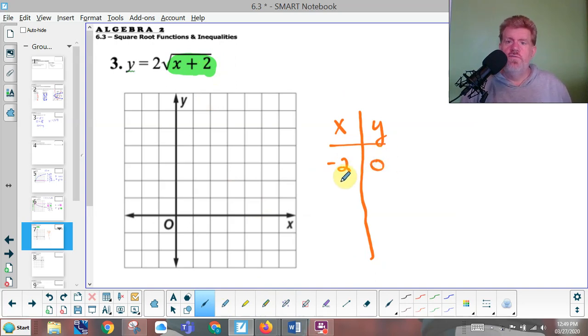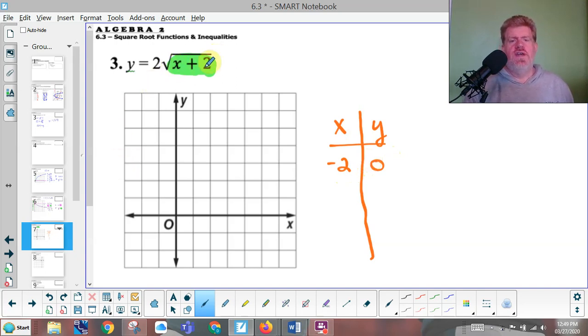It's another one. Guess what the domain is going to be? X is greater than -2. Guess what the range is going to be? Y is greater than 0. We have it right here. Okay? But let's just keep looking.